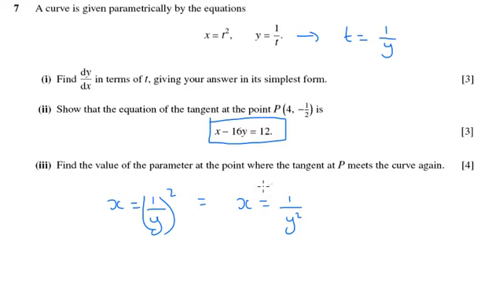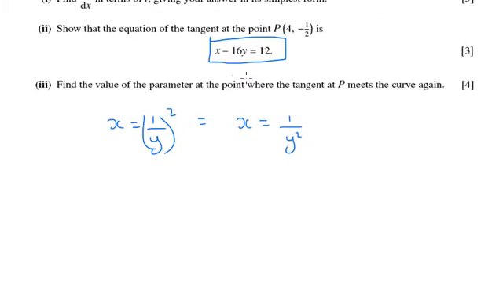So this is the Cartesian equation that we're dealing with, and we know that this line here meets this curve here at 4, negative a half. We want to know the other place it meets it. So we're going to solve these simultaneous equations.